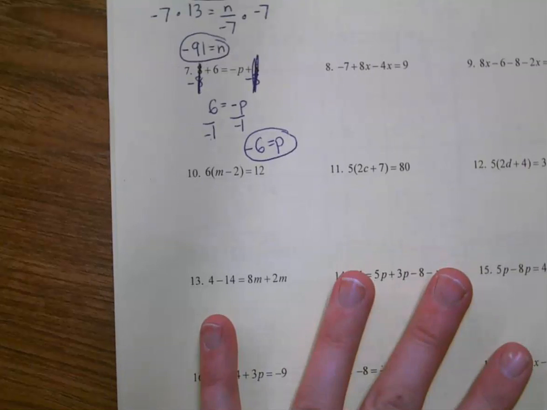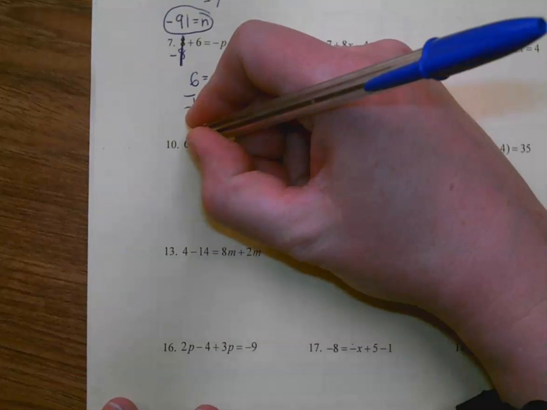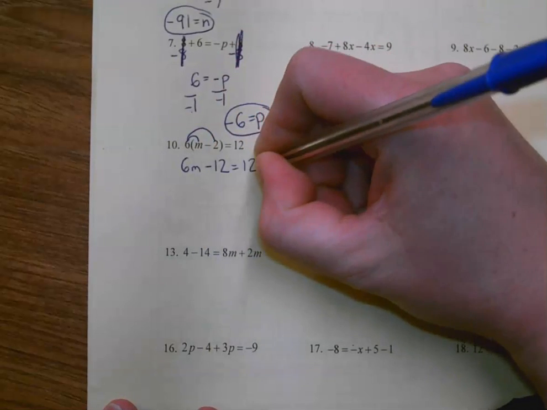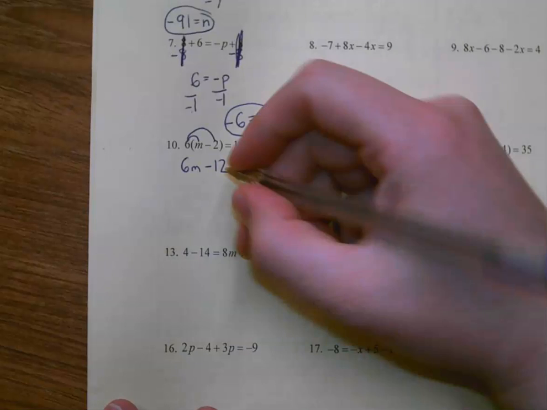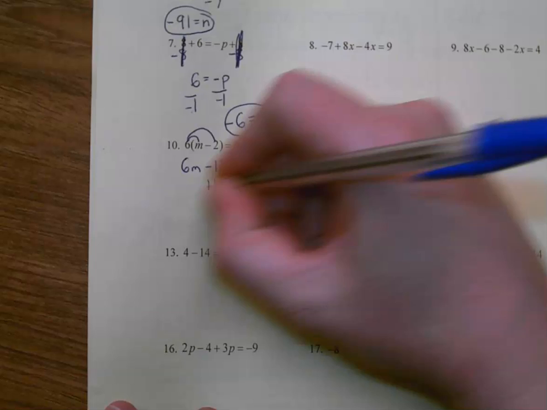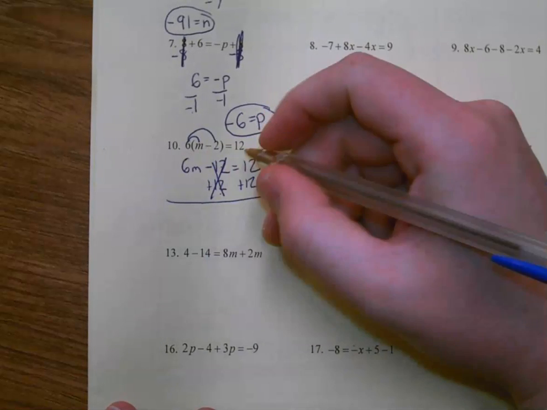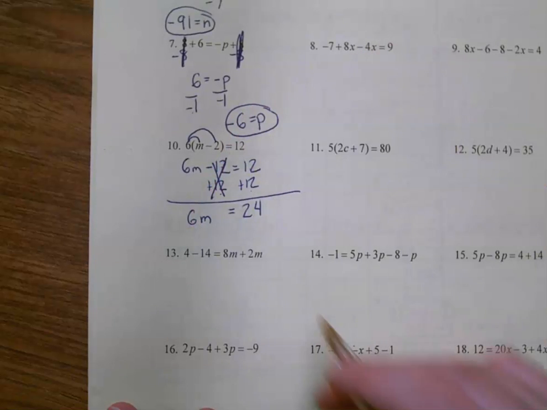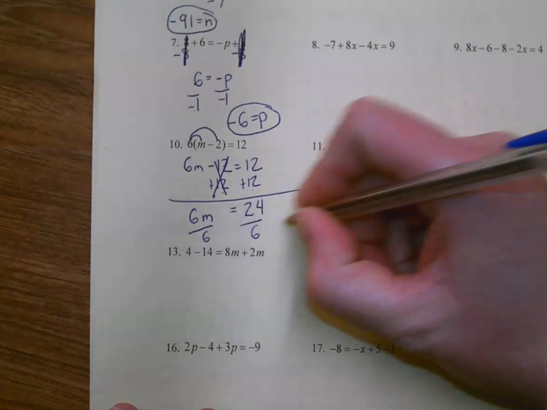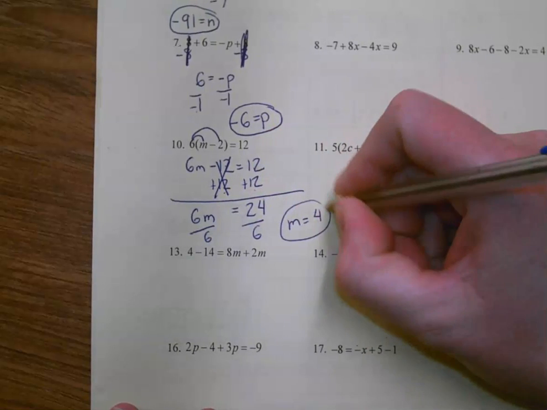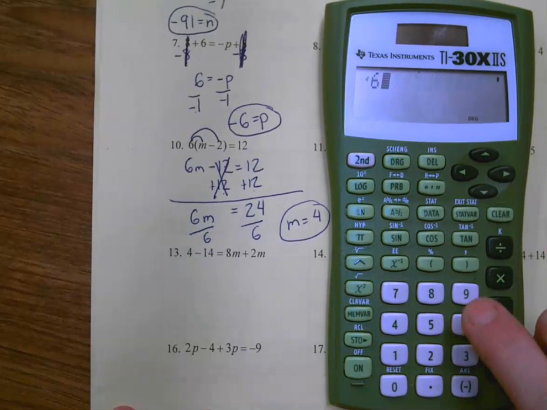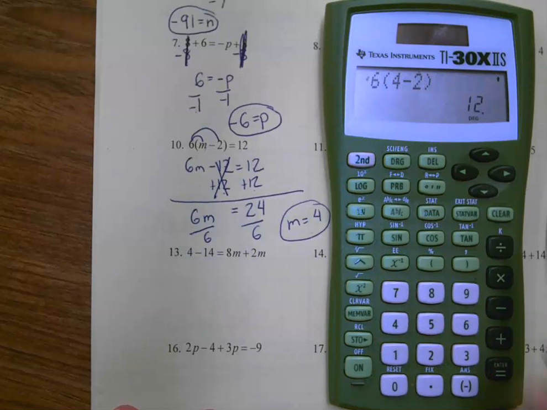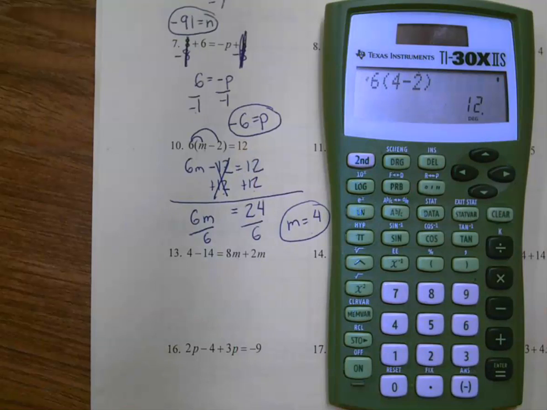Okay, number 10. We're going to want to distribute. 6 times m is 6m. 6 times 2 is minus 12 equals 12. So then I add 12 to both sides. Add 12 here, add 12 here. Minus 12 and plus 12 goes away, but 12 plus 12 is 24. So then I divide both sides by 6, and I get m equals 4. To check it, I take my calculator and type in 6 parentheses where the m is and replace it with 4. 4 minus 2 parentheses, and I get 12, which matches up with the 12 here, so I did it correctly.